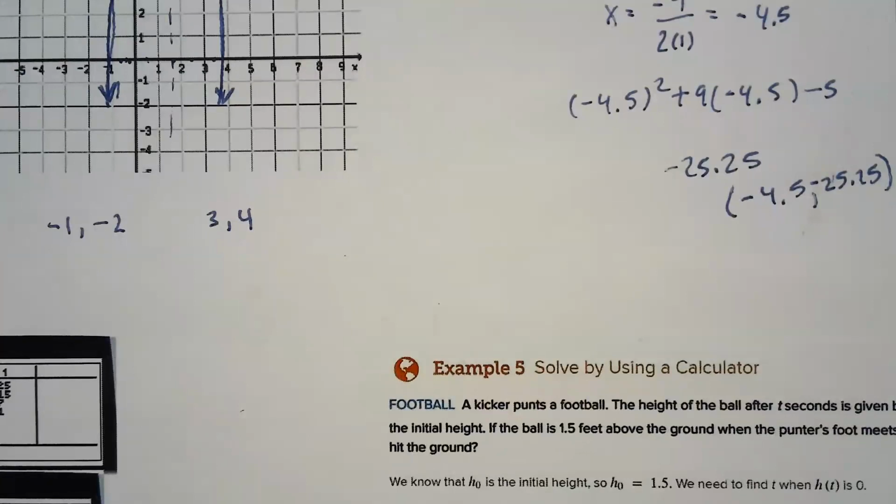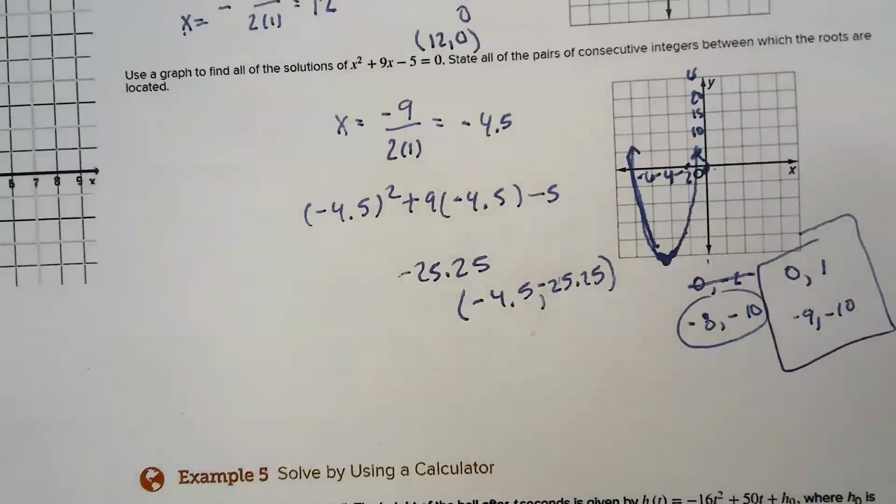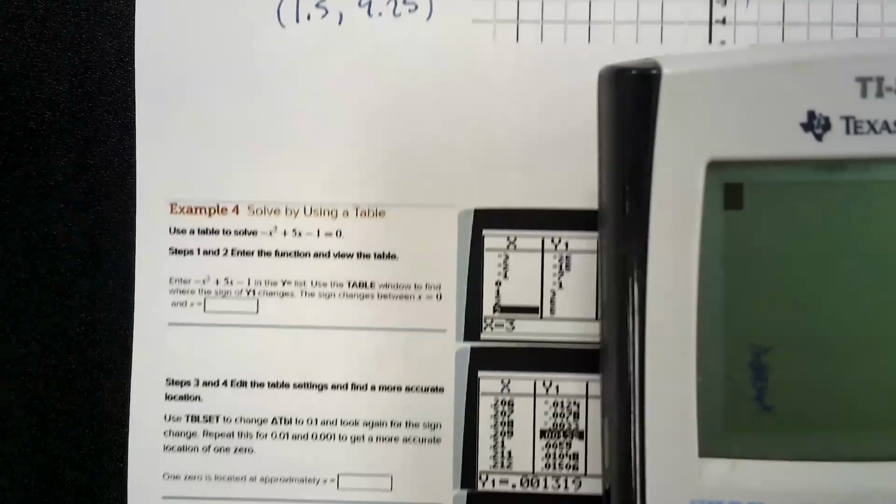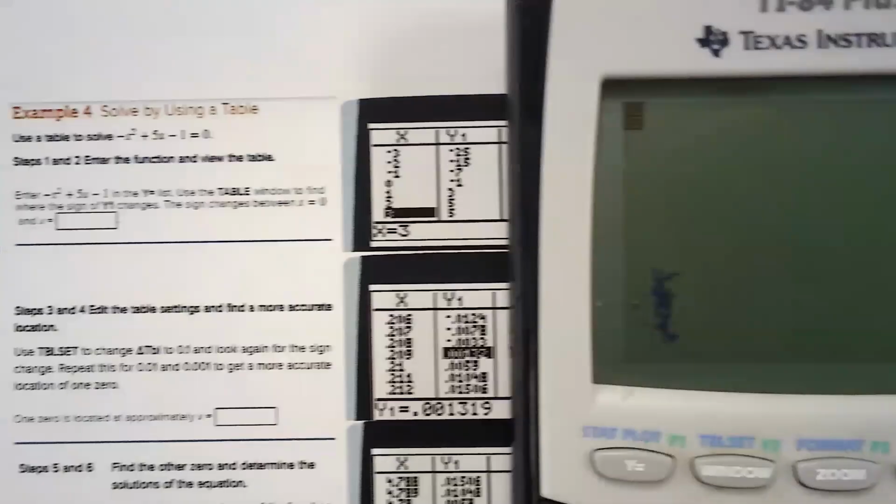Okay. Those are my answers. That's what it's in between: 0 and 1, and negative 9 and negative 10. All right, so what if we have to solve this exactly using a graphing calculator? Let's do that. Let's plug that in.